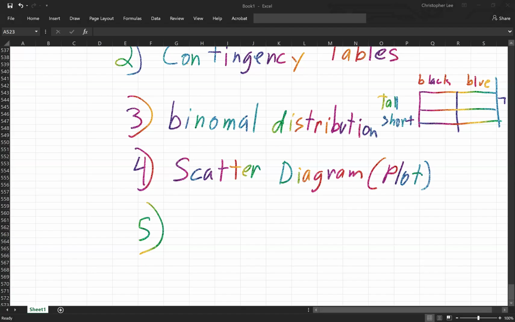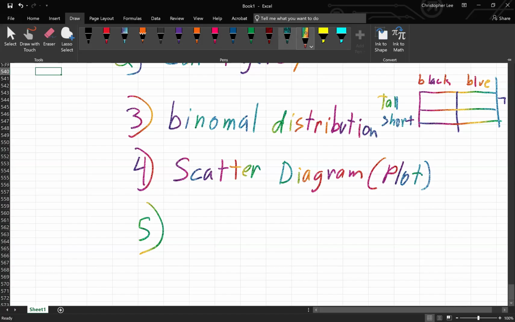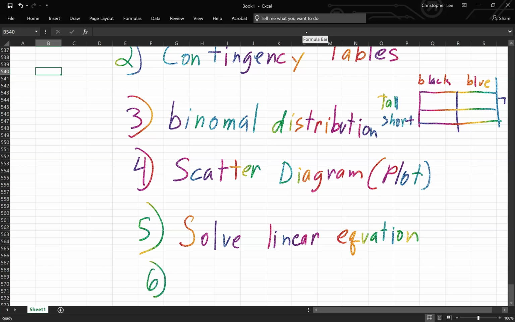Solving equations will be on there. Solving linear equations, more specifically. Not for today, no problem. Linear equations, no problem. So solve literal equations, I think. Literal equations.